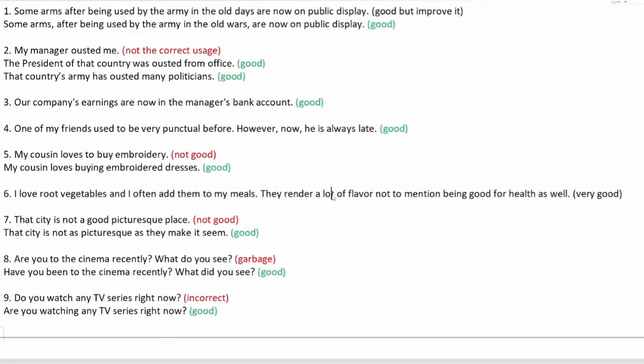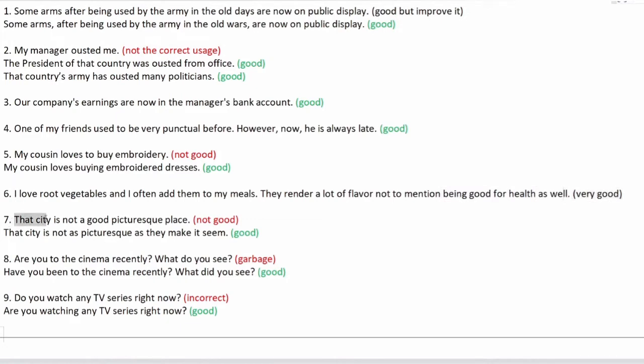They render a lot of flavor, not to mention being good for health as well, or not to mention the health benefits as well. Instead of saying "not to mention being good for health as well," you can just shorten it and say "not to mention the health benefits as well." Okay, that's a good sentence.